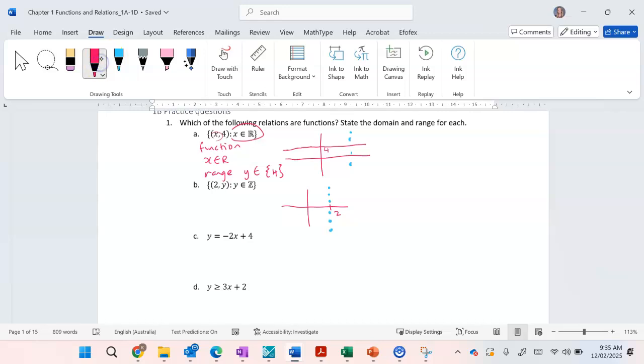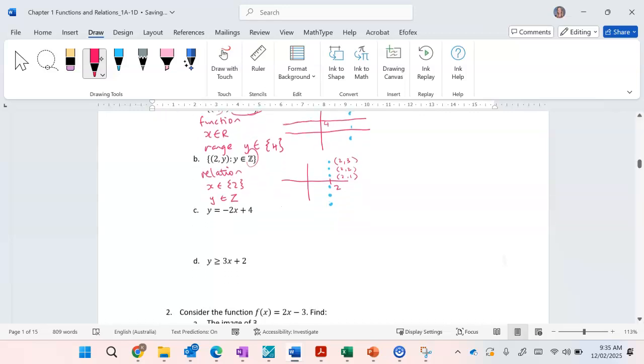So we could have the points 2, 3, 2, 2, 2, 1, etc. It's different to the previous one because there x could be any real value, whereas here y is only the integers. So it couldn't be a half, because 1/2 is not an integer. It's not a whole number. Does it pass the vertical line test? Clearly not, because it is itself a vertical line, so it is just a relation. Our domain is just 2, so x is an element of just 2. And our range, y is an element of the integers, sorry.